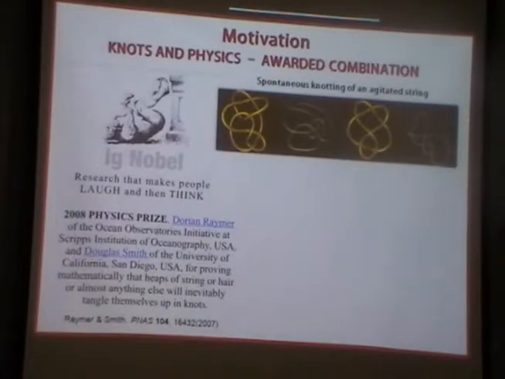Okay, so one of the reasons to work with topology is also that you can get some awards for this. For example, this is an Ig Nobel, which was awarded to Dorian Raymer and Doug Smith for the work on what they were doing. They were otherwise working on DNA and disentanglements, but they got an idea to agitate elastic stripes in kind of a washing machine, a cubic box. It was rotated, and then they were trying to find out how complicated knots, let's say, they can get just out of this.